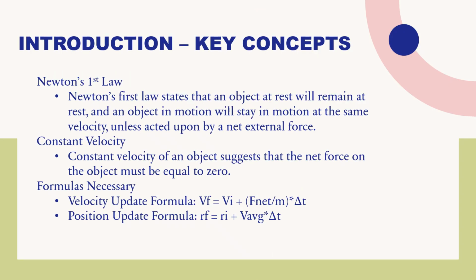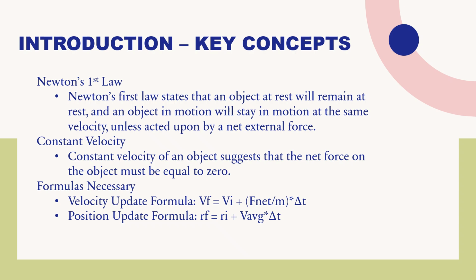First, I'll start with some key concepts of the lab, such as Newton's first law, which states that an object at rest will remain at rest and an object in motion will stay in motion at the same velocity unless acted upon by a net external force. We're looking at constant velocity in this experiment, and the constant velocity of an object suggests that the net force on the object must equal 0, which relates back to Newton's first law.